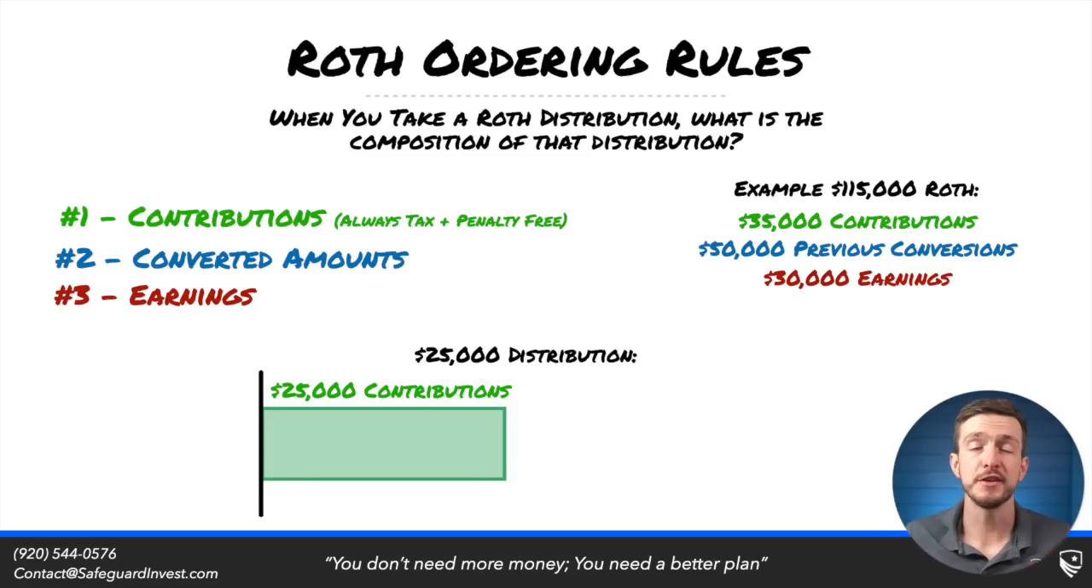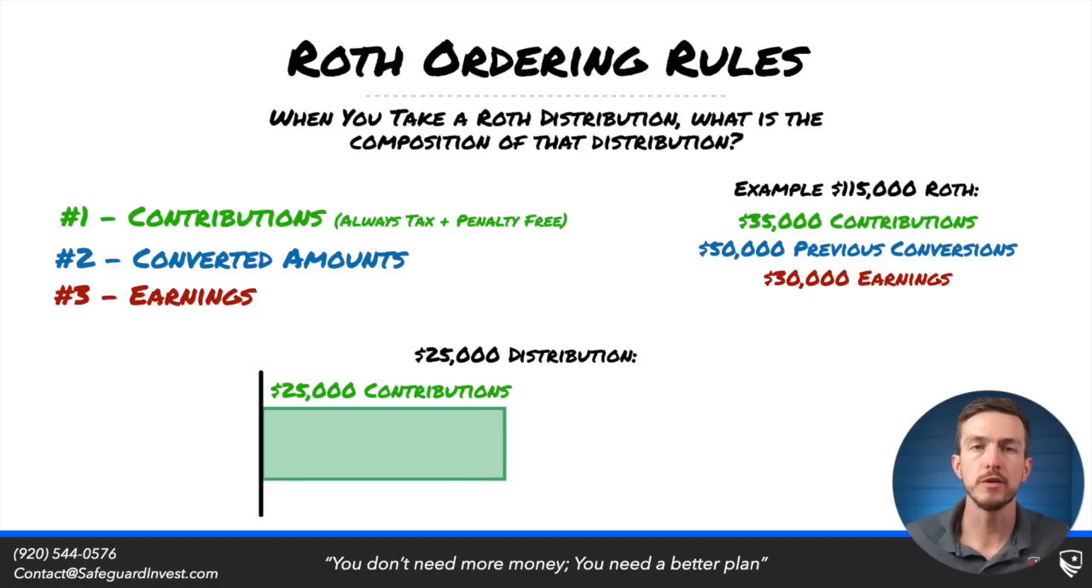Anytime you take a Roth distribution, the first dollars you pull out from that account are going to be contributions first. Once you pull out all of the contribution dollars, the next amount you will pull will be dollars from any previous Roth conversions that you've made. Then finally, earnings are pulled very last. On the right-hand side of the screen, I have a sample composition for a $115,000 Roth IRA. Now, let's go through a few examples and show why these Roth ordering rules are important to keep in mind.